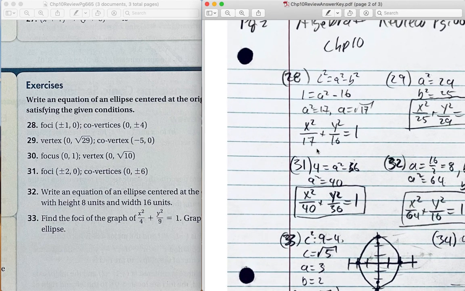For 31, we have foci of plus or minus 2 and covertices of plus or minus 6. So that tells me it's a horizontal ellipse. And we're going to use the equation c squared minus a squared equals b squared. And that's going to give us 4 equals a squared minus 36. So a squared equals 40. So that's going to be x squared over 40 plus y squared over 36, and that's going to equal 1.